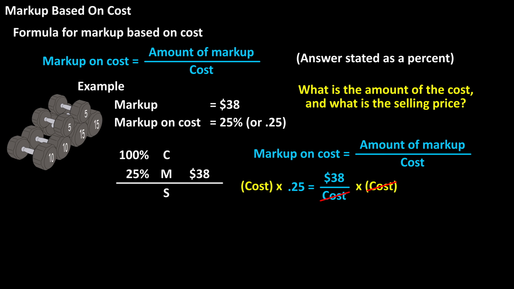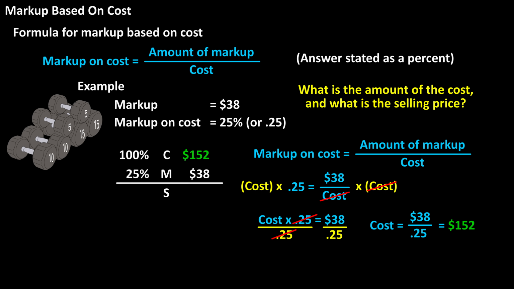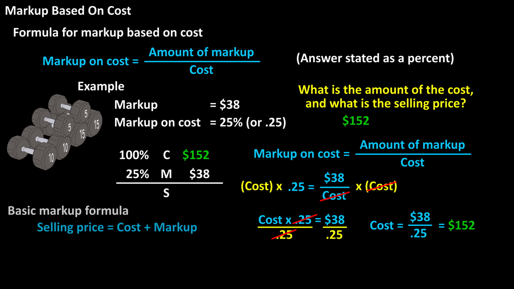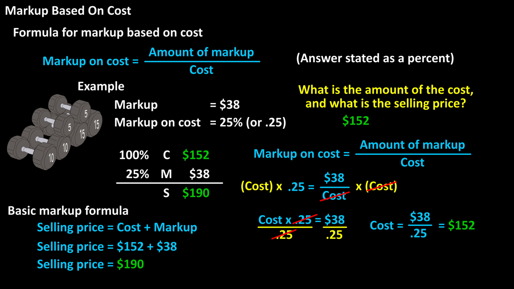If we multiply both sides by cost, then divide both sides by 0.25, we have cost equals $38 divided by 0.25. Which calculates to $152 as the cost. We can put that in the table, and that answers the first question. Now we can do some addition using the basic formula for markup to find the selling price. $152 cost plus $38 markup, and we have a selling price of $190, which answers our second question.